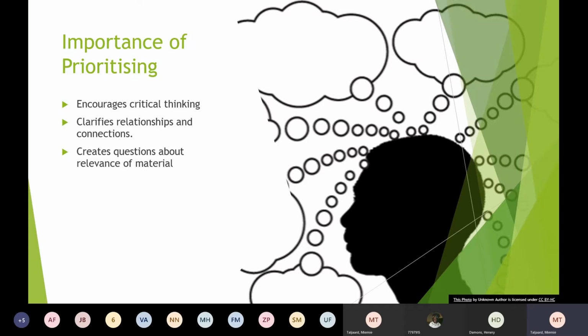So by prioritizing, we immediately start our critical thinking. What is more important than this? We start thinking in terms of connections and relationships, and that's how we build our theoretical and conceptual framework. And by building a hierarchy, we can also see not only what is of less importance, but also what is of no importance.